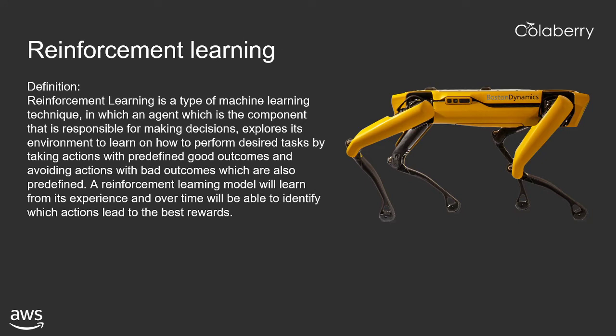We will now talk about reinforcement learning. Reinforcement learning is defined as a machine learning technique where an agent, which is the component that is responsible for making decisions, explores its environment to learn how to perform desired tasks by taking actions with predefined good outcomes and avoiding actions with predefined bad outcomes. A reinforcement learning model will learn from its experiences and over time will be able to identify which actions lead to the best rewards.